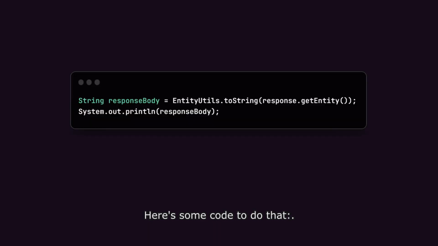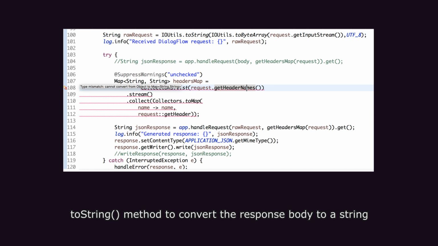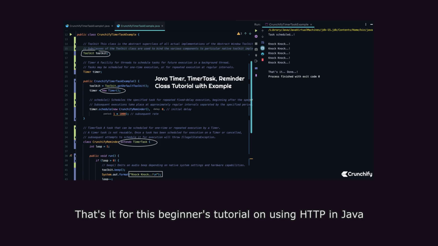Now that we have the response, we can do whatever we want with it. Let's say we just want to print out the response body. Here's some code to do that. Here we're using the EntityUtils.toString method to convert the response body to a string. We then print it out using System.out.println.